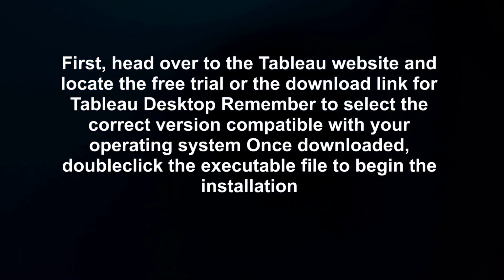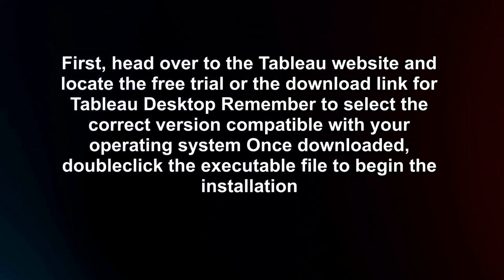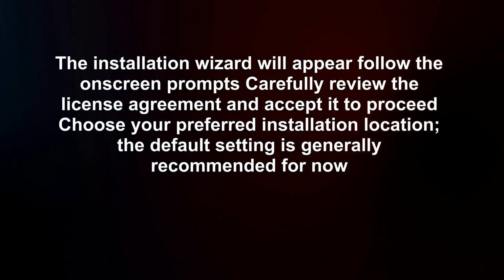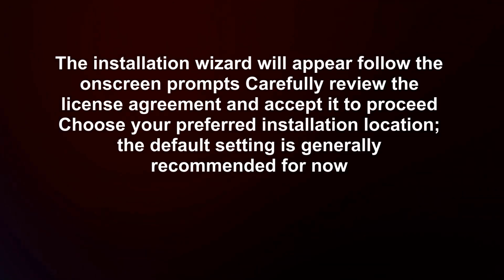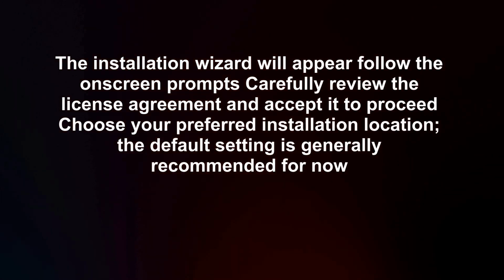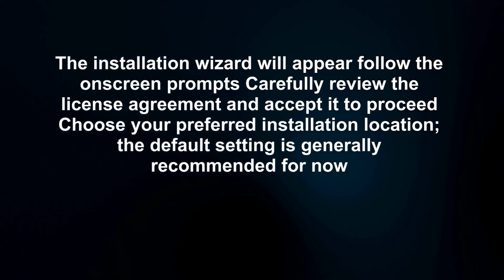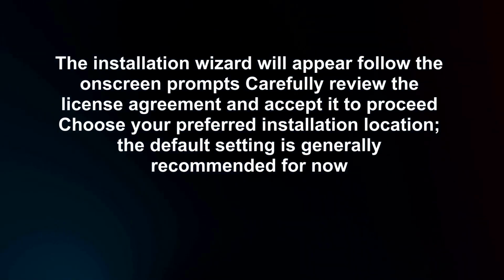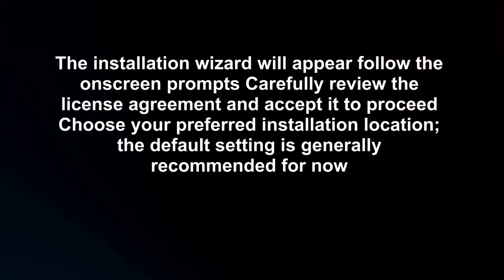Once downloaded, double-click the executable file to begin the installation. The installation wizard will appear. Follow the on-screen prompts, carefully review the license agreement and accept it. To proceed, choose your preferred installation location. The default setting is generally recommended for now.